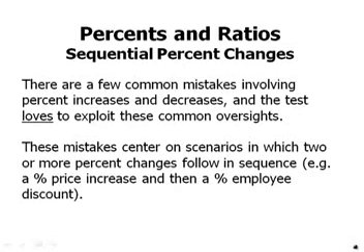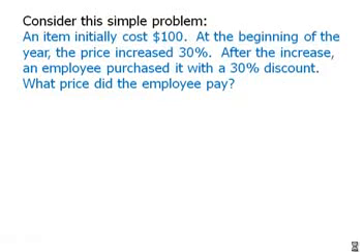For example, you might have a certain percent increase in a price, and then an employee will buy it with a certain percent employee discount. And so you have a percent up, a percent down. How do they combine? So for example, here's a typical problem. An item initially cost $100. At the beginning of the year, the price increased by 30%. After the increase, an employee purchased it with a 30% decrease, a 30% discount. What price did the employee pay? So pause the video right now, work on this on your own, and then restart the video when you're ready.